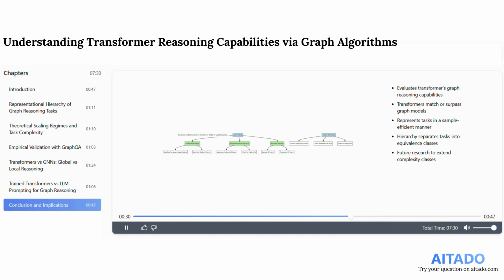clarify task classes. It also points towards future research directions, notably extending complexity classes and exploring theoretical implications to enhance transformer capabilities. This synthesis encapsulates the technical advancements and potential applications explored throughout the document.